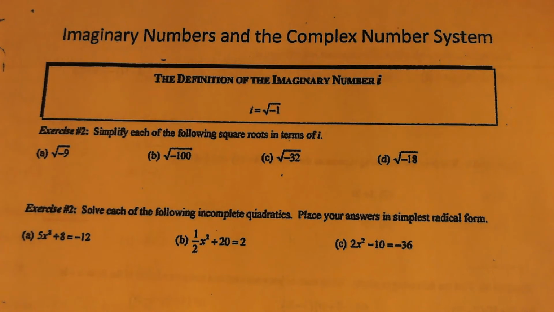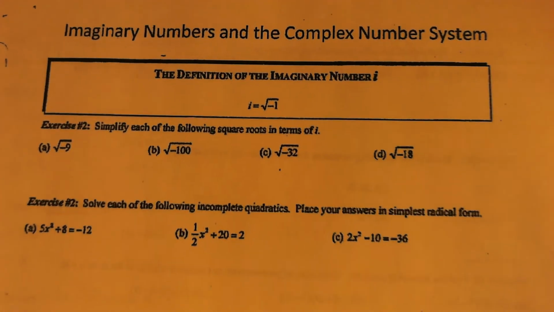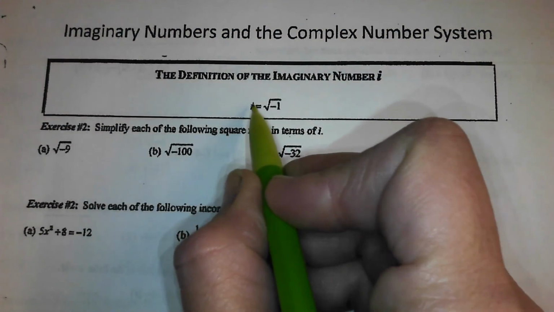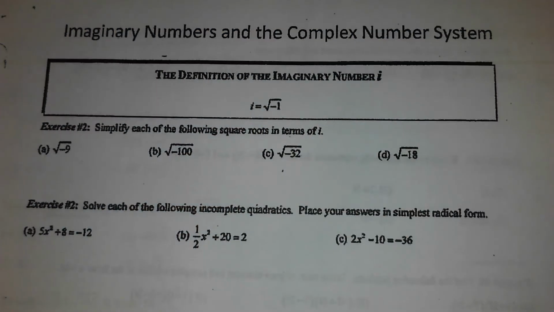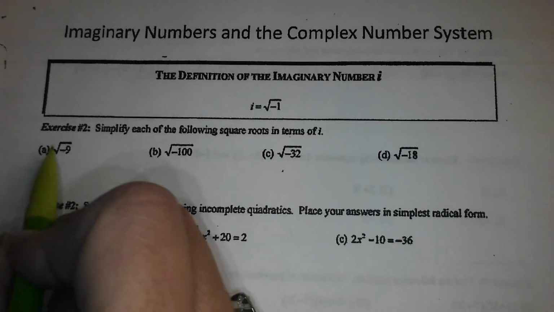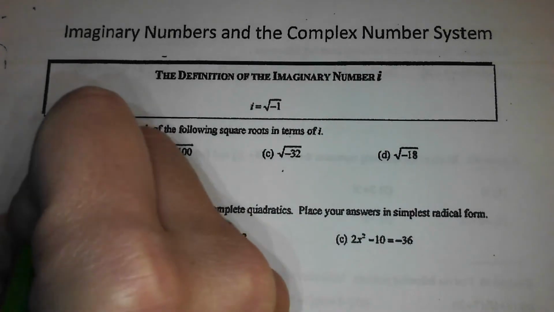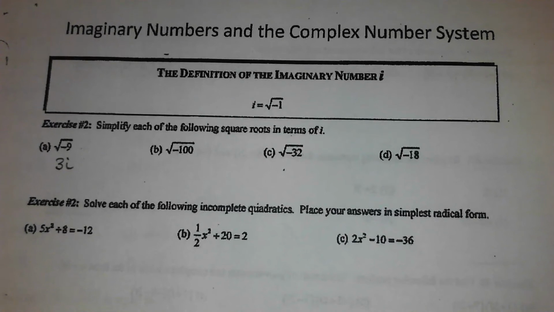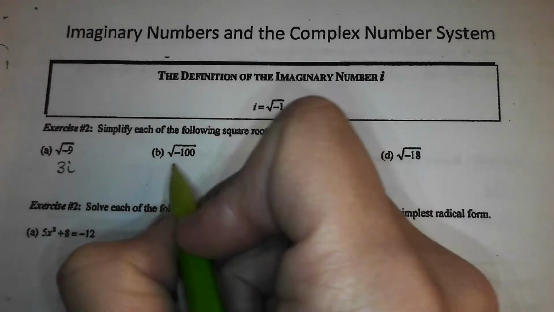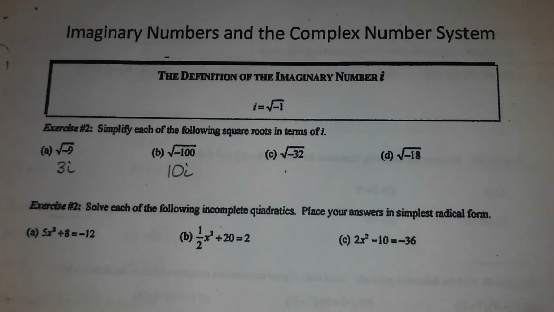So this is the world we're going into. Right at the top there, we've got the definition of an imaginary number. i, that's like a little scripted i, is the square root of negative 1. So in the first section, if you're taking the square root of negative 9, the square root of the negative is your i, and the square root of 9 is 3, so that would just be 3i. In B, the square root of 100 is 10, and the square root of a negative is i, so that would be 10i. Do you follow?